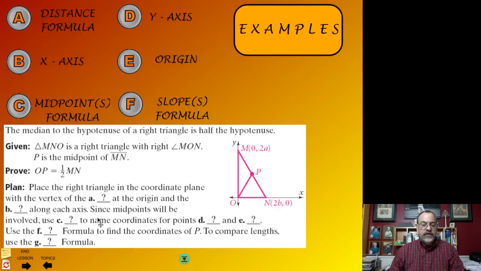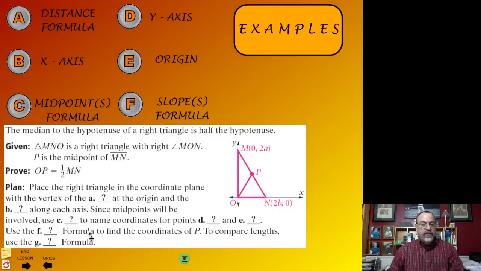So here's the plan. We'll need to fill in the blanks. Place the right triangle in the coordinate plane with the vertex of the triangle, that's the answer to letter A, at the origin, and the blank along each axis. So each leg along each axis, that's the answer to B, would be leg. Since the midpoints will be involved, we want to use multiples of 2, that's the answer to C, to name the coordinates for points N and for points M. So those will be the answers to D and E.